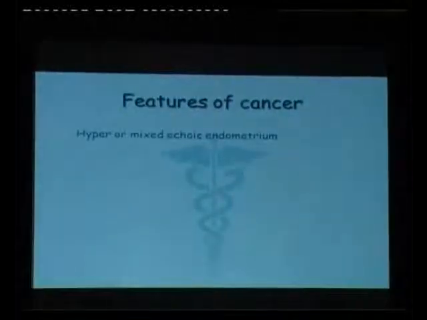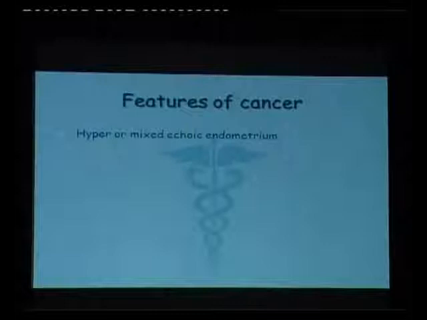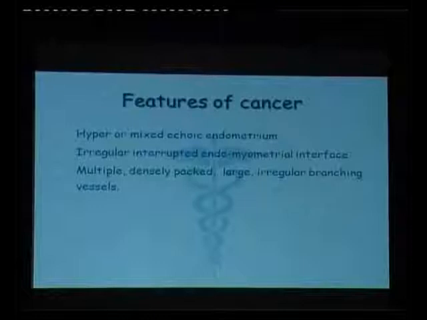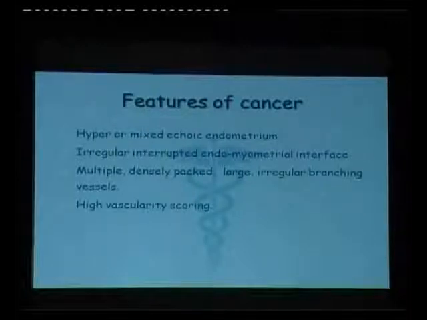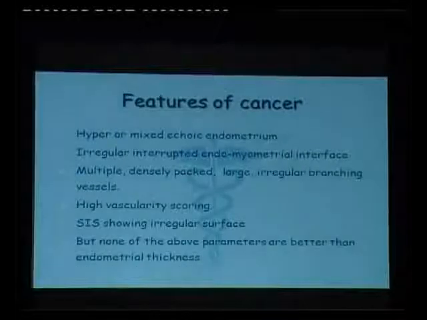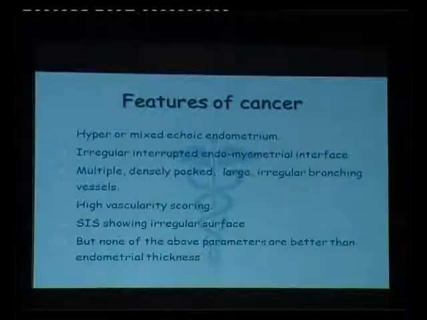Now, after listening to all these things, the features suggestive of an endometrial carcinoma are mixed or hyperechoic echogenicity of the endometrium, an irregular interrupted endomyometrial interface, multiple densely packed large irregular branching vessels, and a high vascularity score. Saline infusion sonography also shows an irregular surface. These features are extremely important, but more than that, the most important parameter is the endometrial thickness. An endometrial thickness of more than 5 millimeters has to be considered for further evaluation in all these cases.